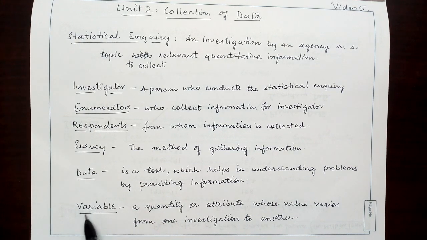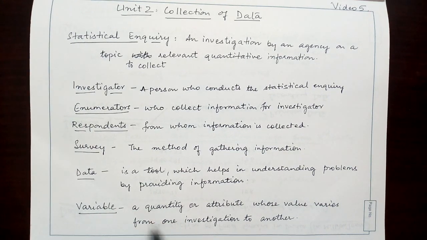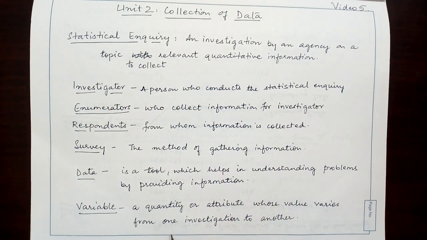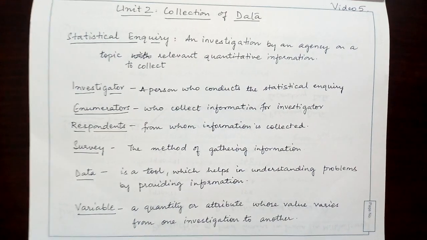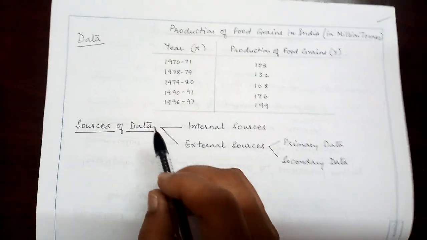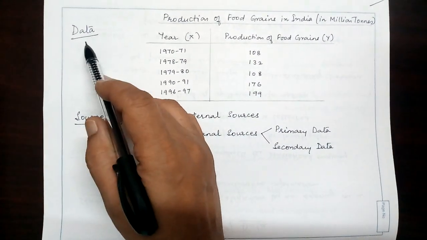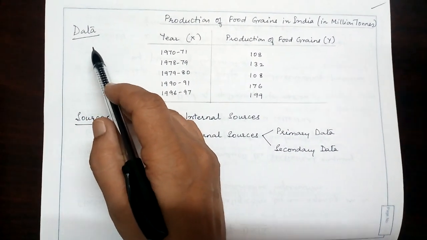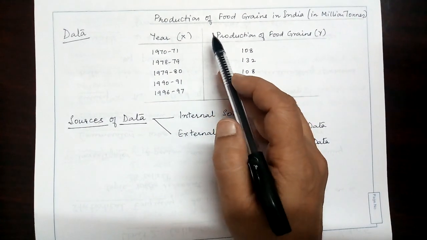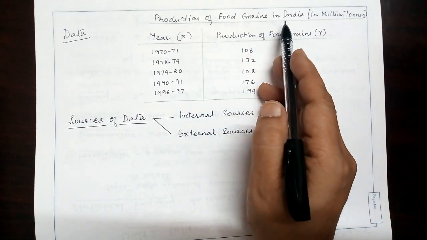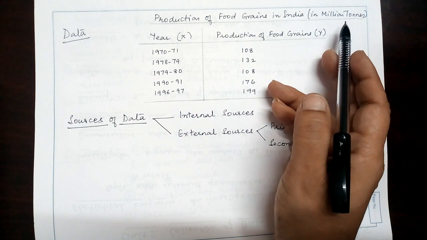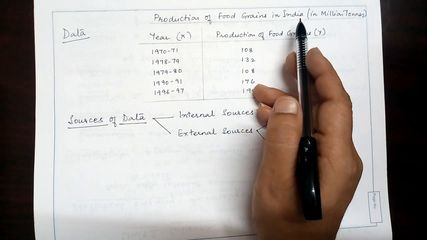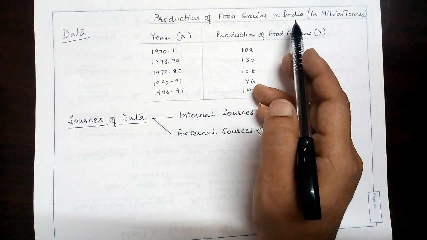Now this has a variable. A variable is a quantity or an attribute whose value varies from one investigation to another. Let's understand this with the help of a small data. Now here we have data that has been collected. The statistical enquiry states the production of food grains in India in million tons. So this is the purpose why we are collecting the information.